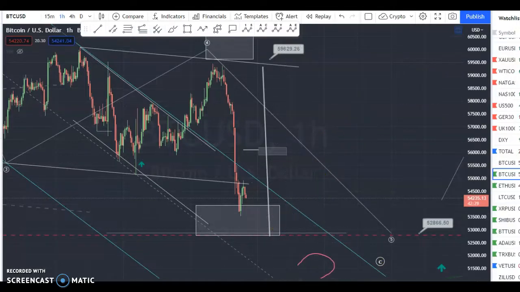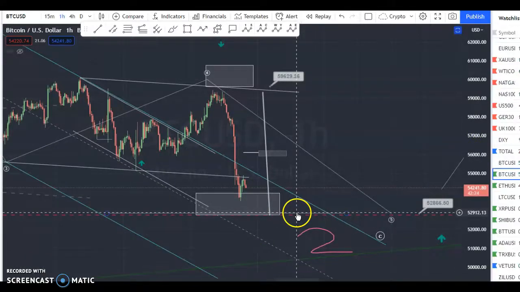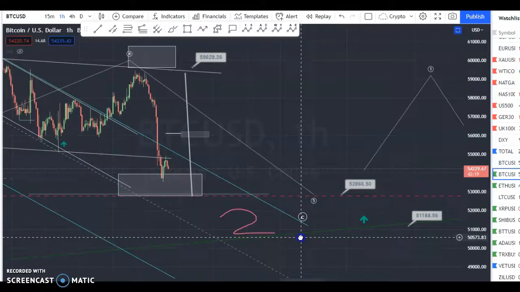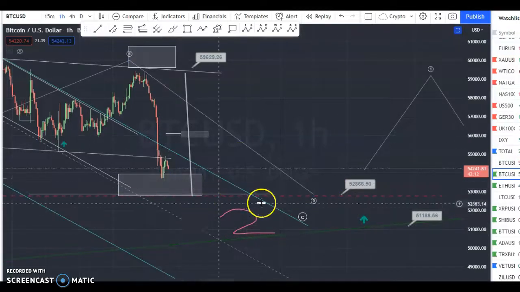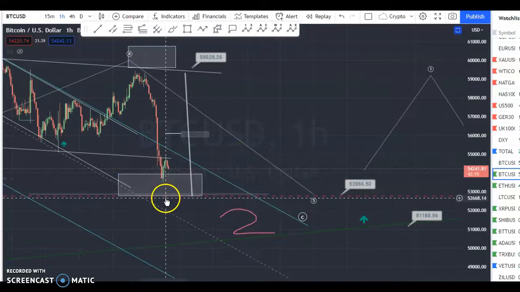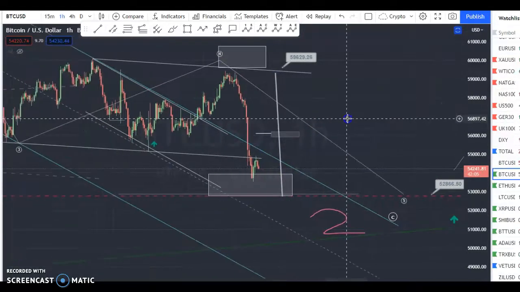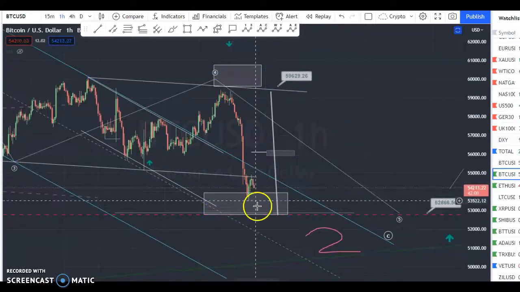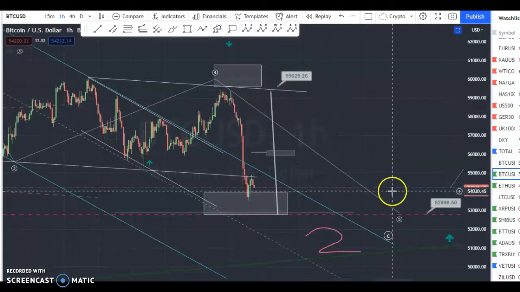Okay, so now we know where our target is. Our target is down here, which is 52,800, and our next target is 51,180. So those are the places where I put my box. In fact, if you look, it reached my first box perfectly and turned up. But will I be buying that? No, I won't, because it hasn't given me a clear, proper 5-wave structure. So I'm waiting for one more low before I even consider putting any money into the buy order.